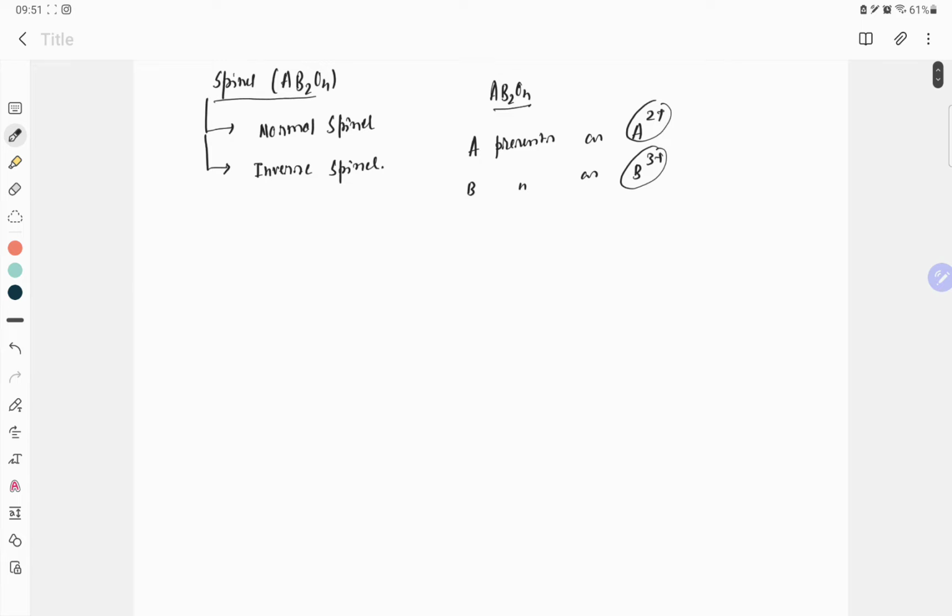And in an FCC lattice, we know that there are tetrahedral voids and octahedral voids.